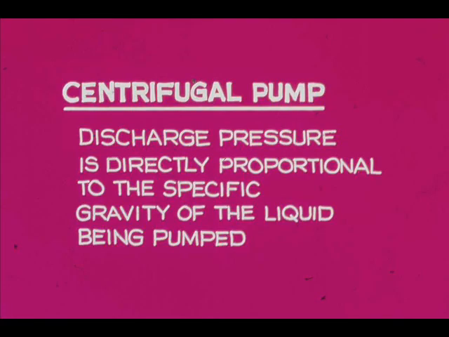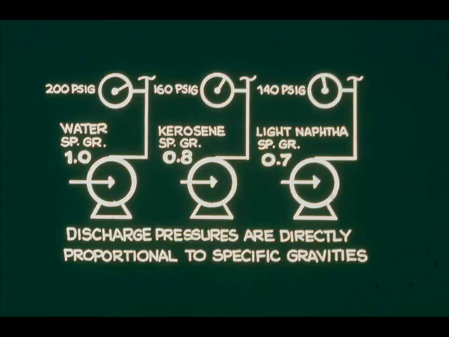To repeat, the discharge pressure of a centrifugal pump is directly proportional to the specific gravity of the liquid being pumped. The discharge pressure for water, specific gravity 1.0, is 200 psig, for kerosene, specific gravity 0.8, it is 160 psig, and for light naphtha, specific gravity 0.7, it is 140 psig.